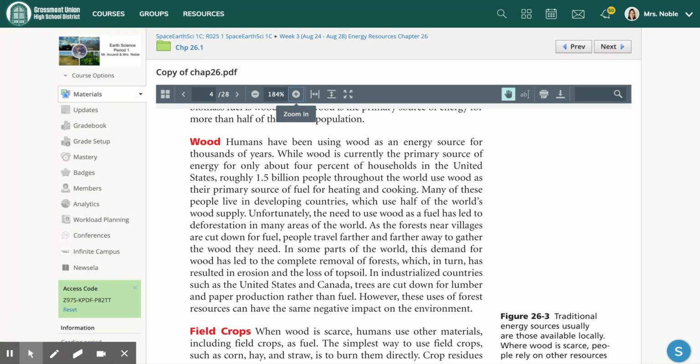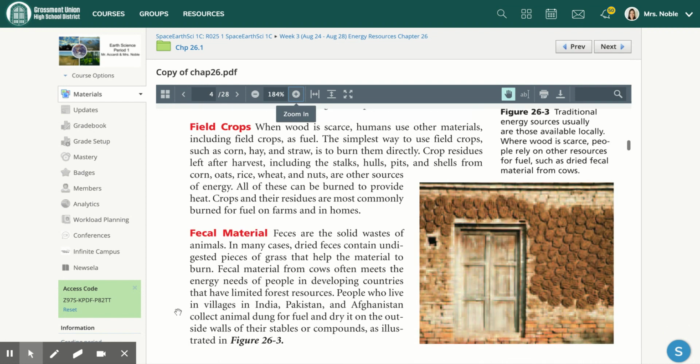In industrialized countries such as the United States and Canada, trees are cut down for lumber and paper production rather than fuel. However, the use of forest resources can have the same negative impact on the environment. Field crops. When wood is scarce, humans use other materials, including field crops, as fuel.